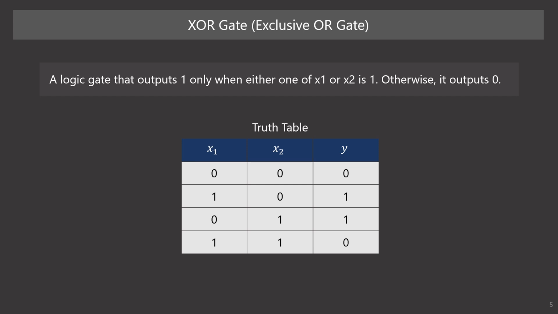As we saw, by setting appropriate parameters, we can create AND, OR, and NAND gates by a perceptron. However, we cannot express XOR gate by a perceptron. Why?